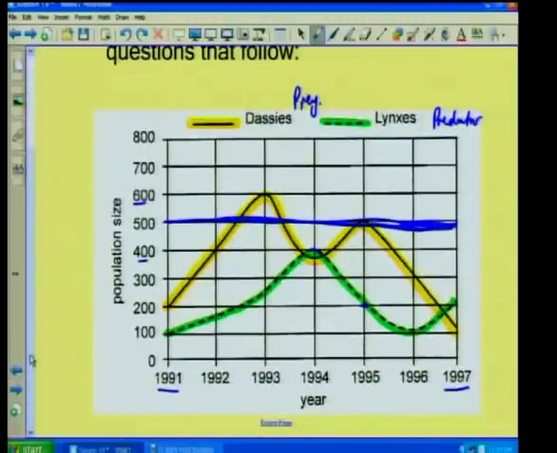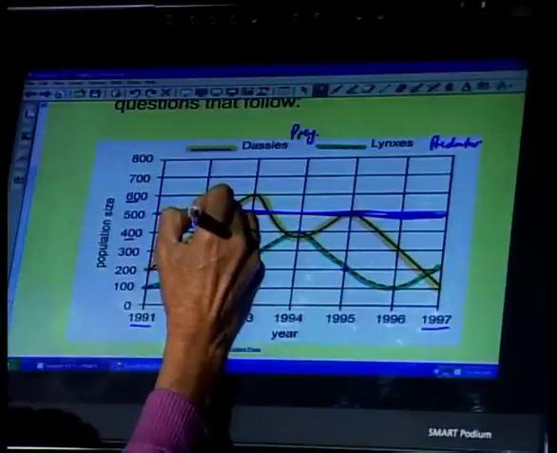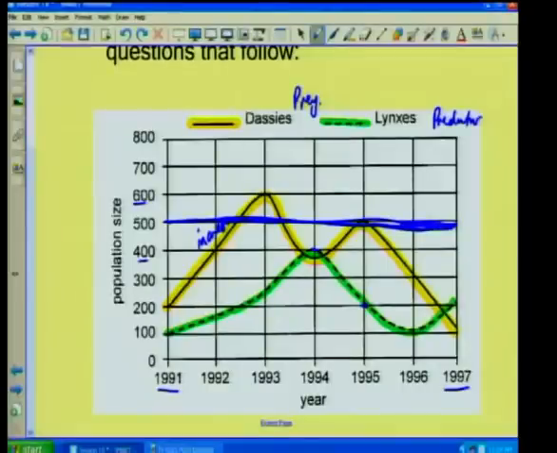So if we look at this graph here, what have we got? As the population of Dussies increases, okay, so here we're going to have an increase. As the population of the Dussies increases, the lynx population increases. Okay, that's two marks. All right, now, what do the lynxes do? The lynxes prey on the Dussies, and that will give you another mark. So they are the predators, and they will eat the prey. So there's another mark.